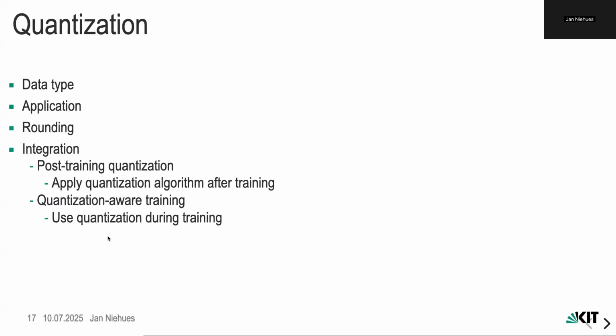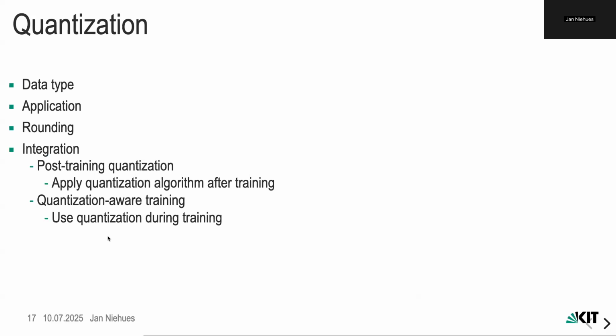Finally, there's a question of how to integrate things. The basic thing is, okay, we're training the model, and then we're quantizing that, and then we're applying it. It's what people call post-training quantization. So you apply the quantization algorithm after you have done your full training, after everything is done.